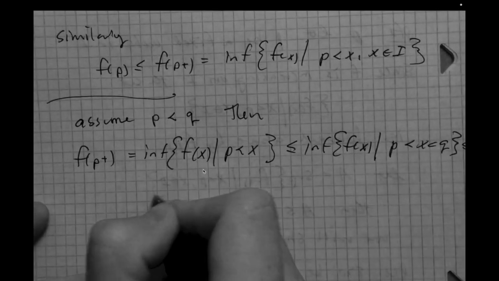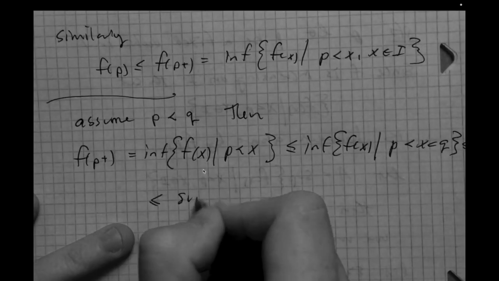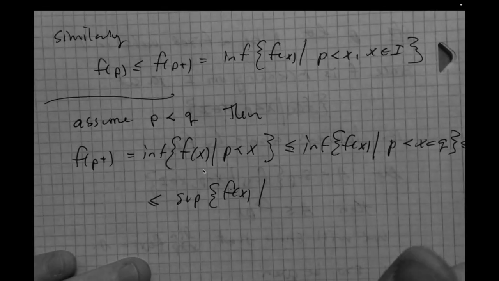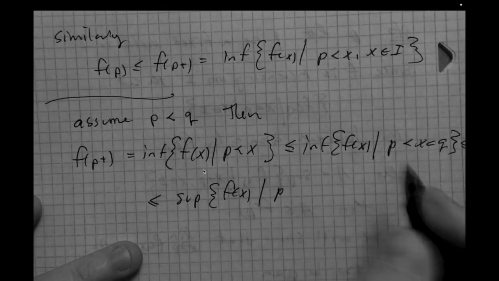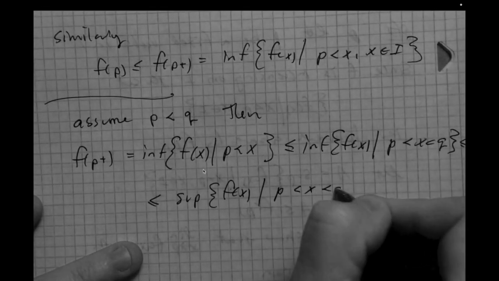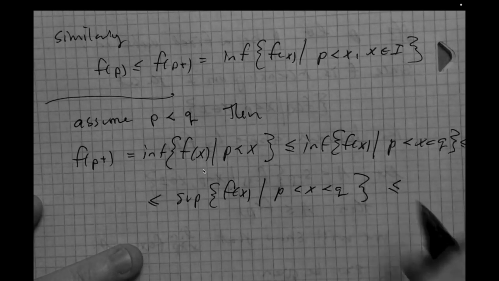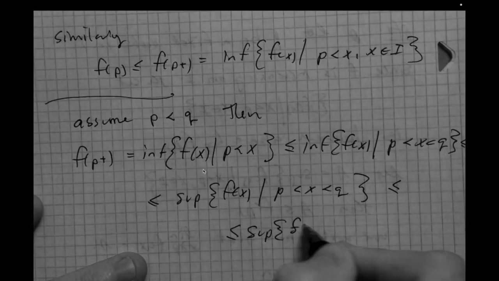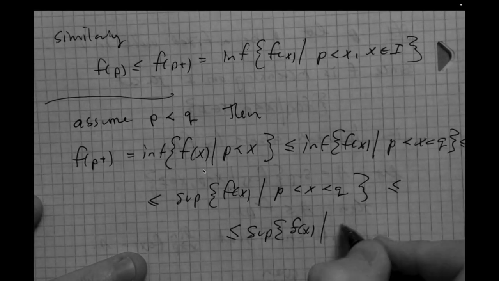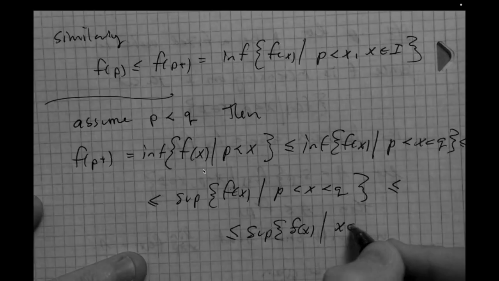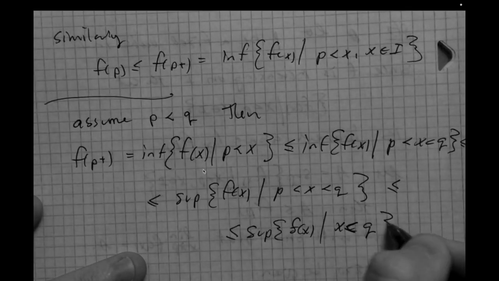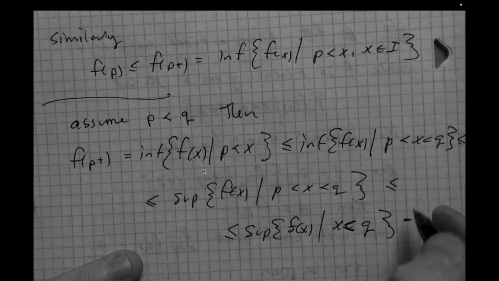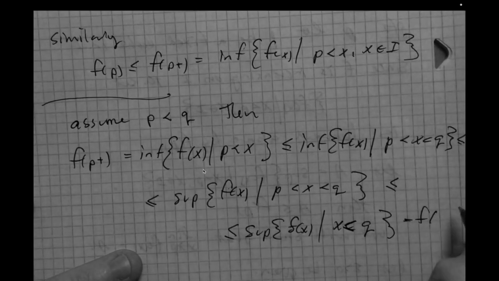And then that's less than or equal to the supremum, same set, f of x, p less than x less than q, which would be less than or equal to the supremum of f of x such that x is less than q. And this, of course, the supremum of this, where x is less than q, is going to be the left-hand limit of f at q.